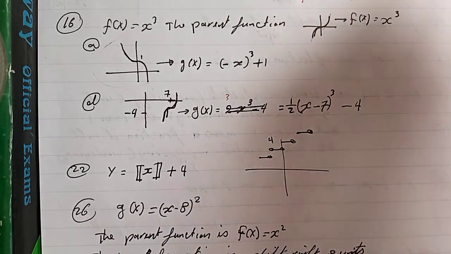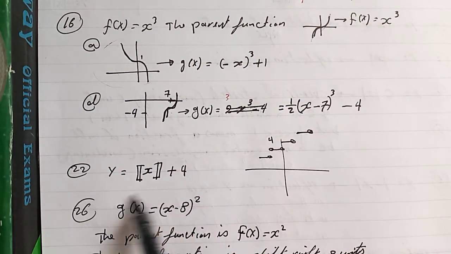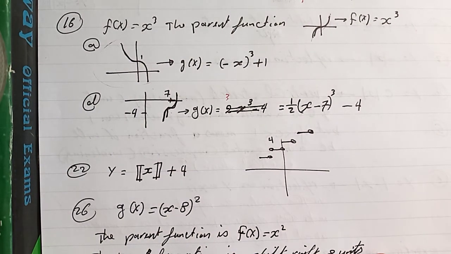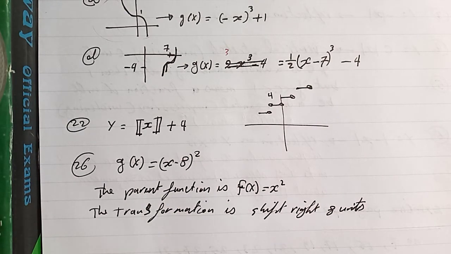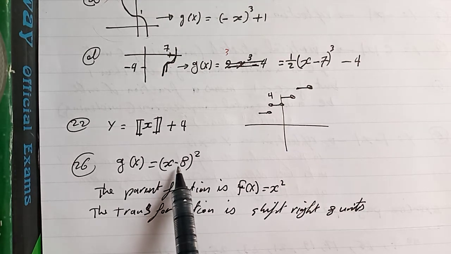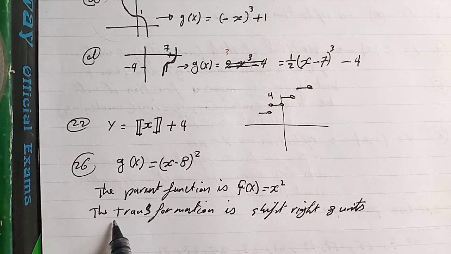In number 26, you have the function notation and you identify the transformation. This is the function notation. I need to know what transformation happens from the parent graph. This is a quadratic function, meaning f(x) equals x squared. This is the parent function. And what happened? It is shifted to the right 8 units, only that. So the transformation is a shift to the right 8 units.